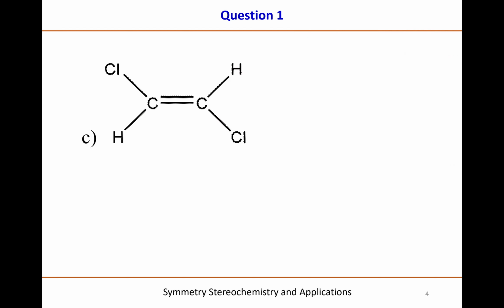Next question. What's the name of this molecule? The name of the molecule you have to find out. I have already explained in the IUPAC class. So here I will directly write down the name. Dichloroethene. Here we have to find out the symmetry elements.